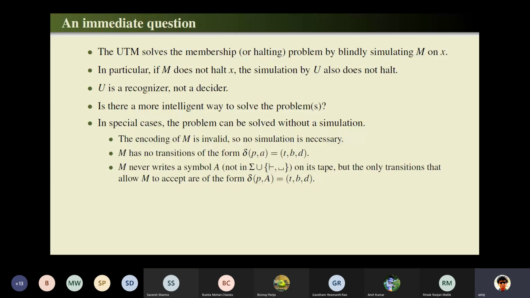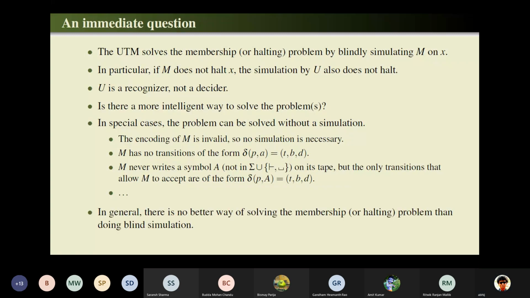Right. But as you see, there are many such things, and so on. These are much more intelligent than just doing simulation. Let's do some kind of maths on the encoding given and decide in a finite amount of time whether M is going to halt on X. But the reality is that in general, this means that there are many such special cases.